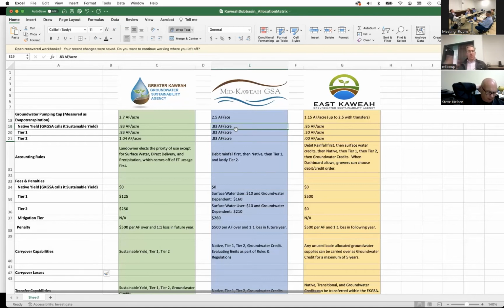Because we're debiting, they've already pumped their native yield, right? Whereas, hypothetically, under the Greater Mid-Kaweah priority system, where a person can designate, someone could say, oh, no, that 0.83 acre feet I pumped was tier 1. I'm going to pay, so charge me $160 an acre foot because I'm about to sell my native, right? I don't get why Greater gets to do this.